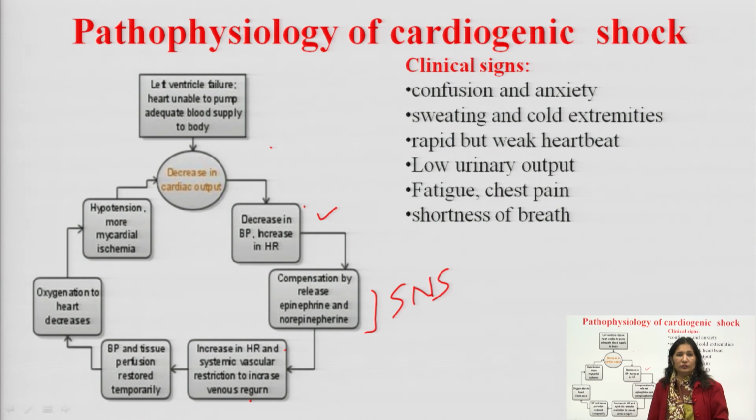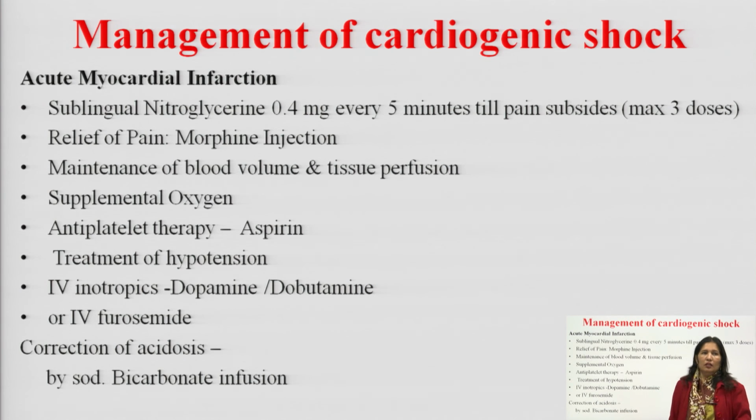What are the clinical signs of cardiogenic shock? Confusion, anxiety, sweating and cold extremities, coldness of hands and feet, rapid but weak heartbeat, low urinary output, fatigue, chest pain and shortness of breath. So, how can we manage cardiogenic shock?